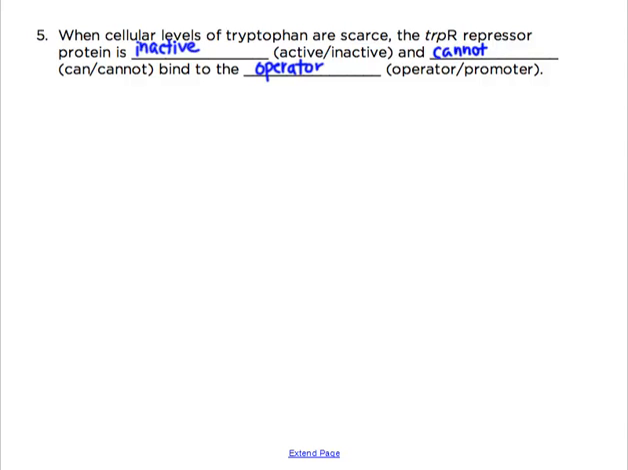So just a quick tip: repressors bind to the operator only when active. And it is RNA polymerase that binds to the promoter. So when tryptophan levels are low, the TRPR repressor is in its natural state, which is inactive, and therefore cannot bind to the operator, and transcription continues.